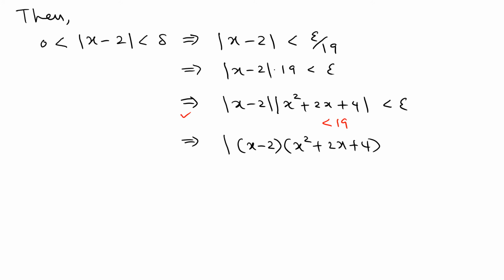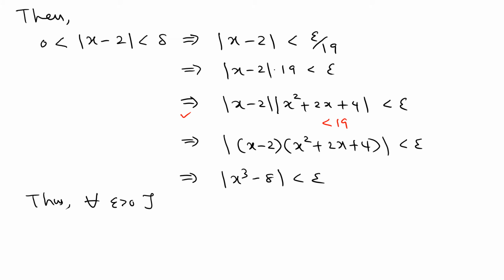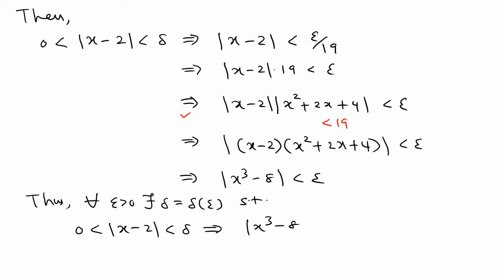Now you can see that because of the difference of cubes argument, this simply equals |x cubed minus 8| less than epsilon, and that's exactly what we have to prove. That's exactly how the argument works. So it directly implies that. Thus what we proved is that for all epsilon, there is a delta which depends on epsilon, such that 0 less than |x minus 2| less than delta implies |x cubed minus 8| less than epsilon. That's exactly the definition.